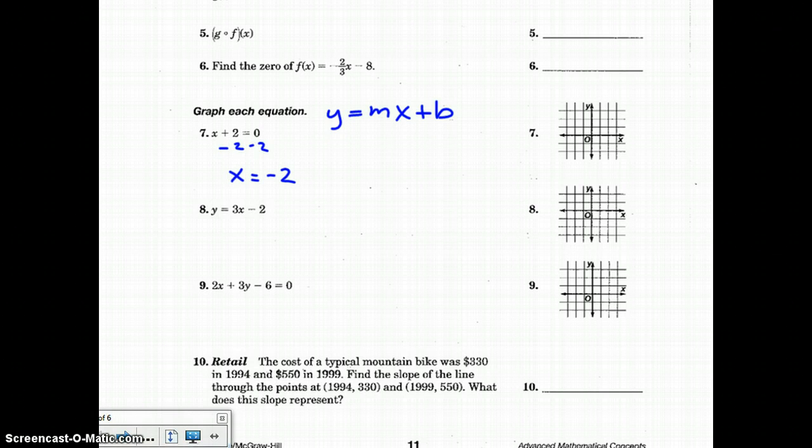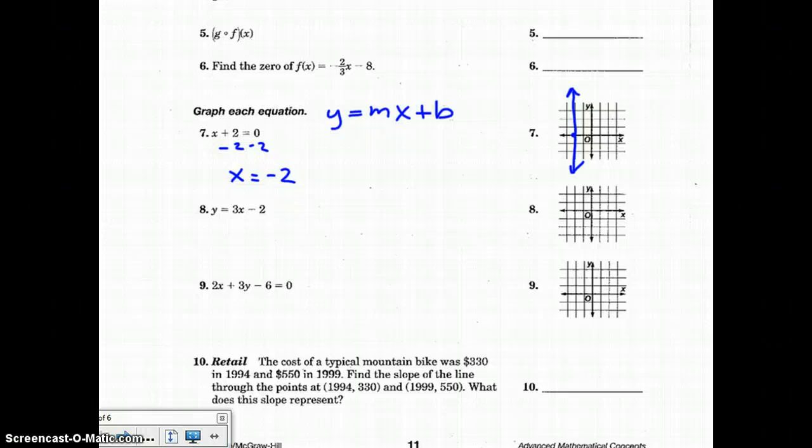That means that this is either a horizontal or a vertical line, and it just depends on which axis it's going through. And in this case, it means a vertical line going through negative 2 on the x-axis. So I just find negative 2 on the x-axis and I draw a vertical line through here. Vertical lines have no slope, so that's why it looks like this in slope-intercept form.